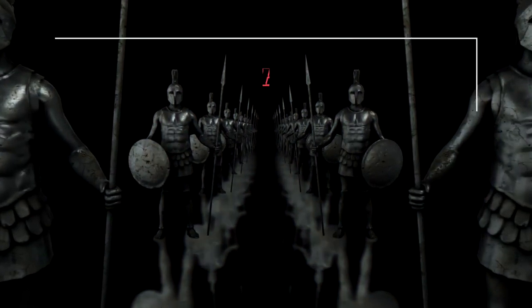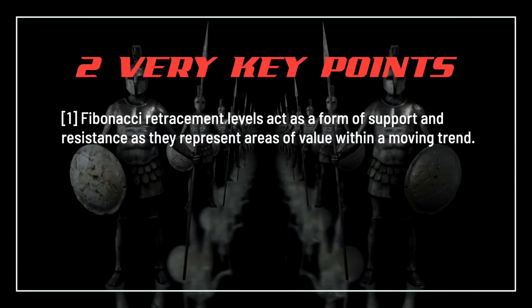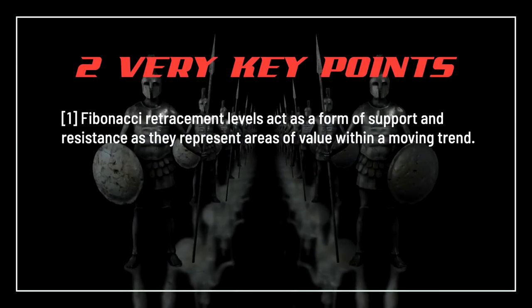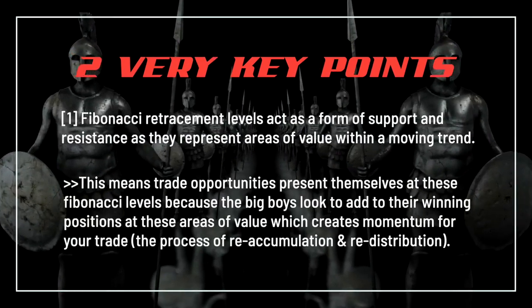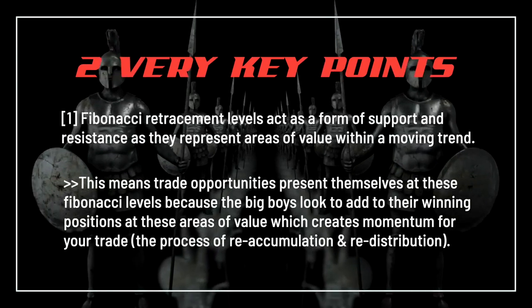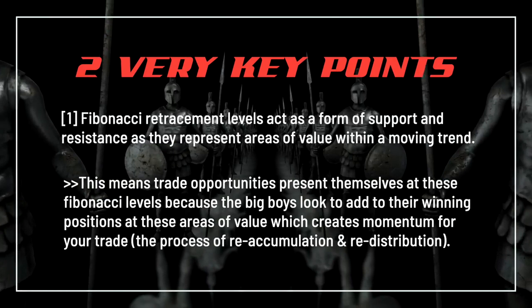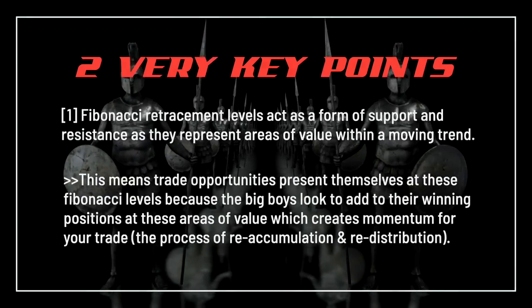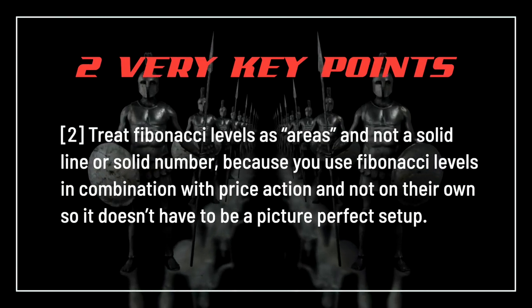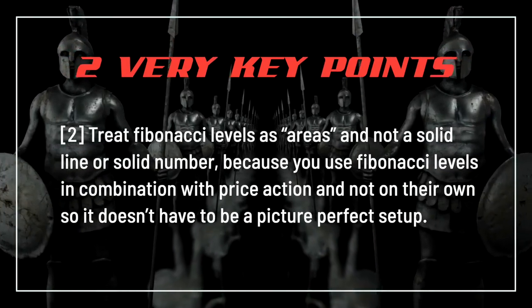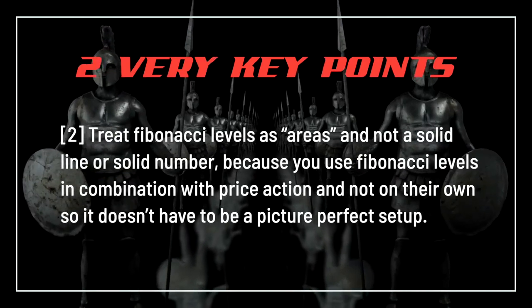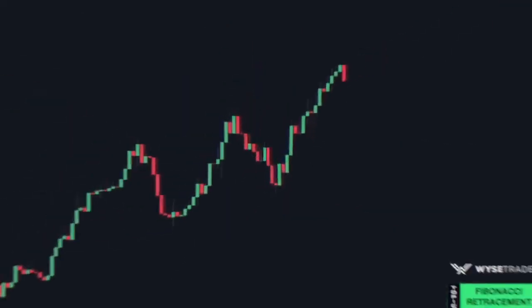So two very key points. 1. Fibonacci retracement levels act as a form of support and resistance, as they represent areas of value within a moving trend. This means trade opportunities present themselves at these Fibonacci levels because the big boys look to add to their winning positions at these areas of value, which creates momentum for your trade. And 2. Treat Fibonacci levels as areas and not as a solid line or solid number, because you use Fibonacci levels in combination with price action and not on their own, so it doesn't have to be a picture-perfect setup. Let's now show this right on the charts.